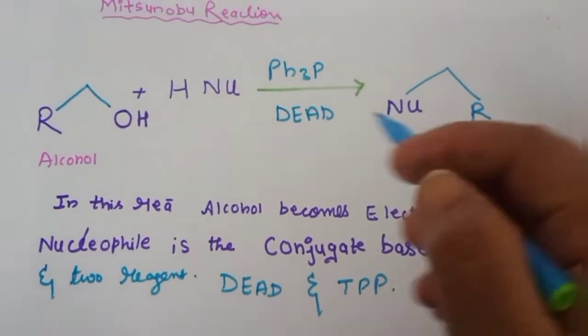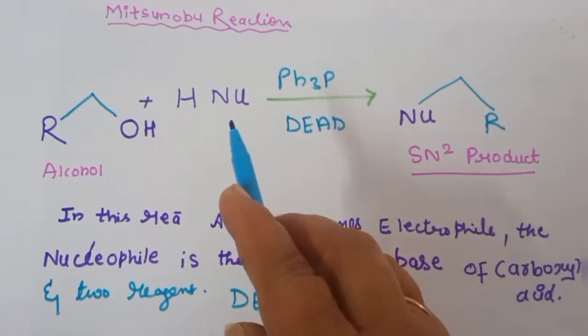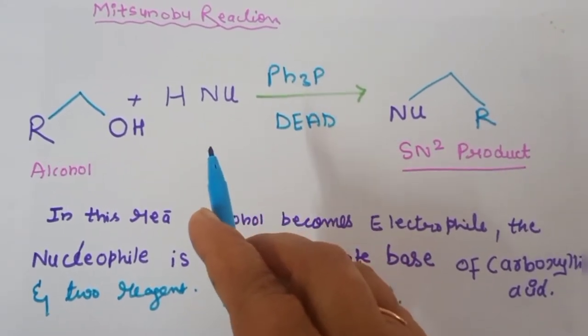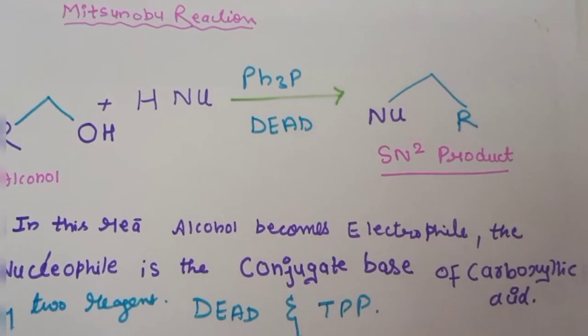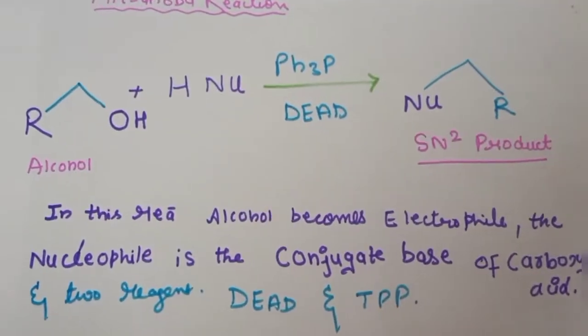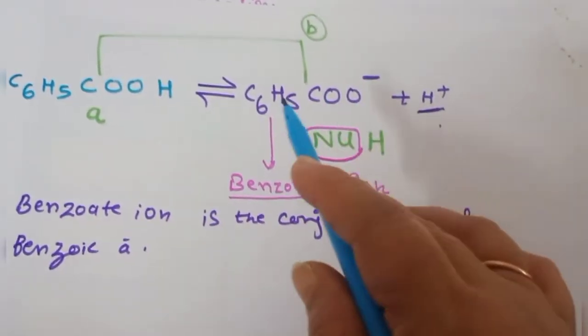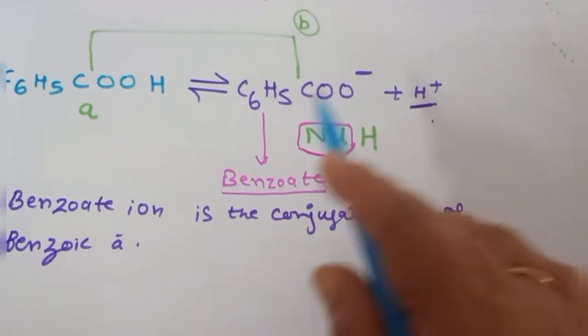What is inversion of configuration? You can see it better in this example. Suppose we have taken an alcohol and an acid; here I have written the acid in the form of NuH. If it is any acid like C6H5COOH, it will have two parts. We can write it this way: C6H5COO minus and H plus, by ionization.